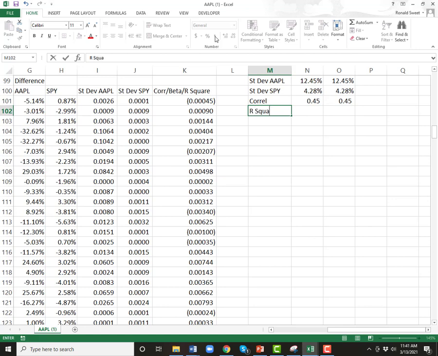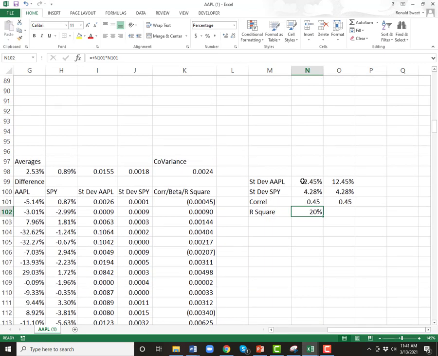R squared, you take the correlation times the correlation, that gives you 20%. We usually say, so what do we mean with this 20%? 20% of the volatility in Apple's monthly stock performance can be explained by the volatility in the S&P. We're going to talk a little bit here about beta with systematic and unsystematic risk. What that means is 80% of the risk of Apple is unsystematic, which means 80% of the risk of Apple stock disappears as soon as you put it into a portfolio. Well, we'll talk about that more.